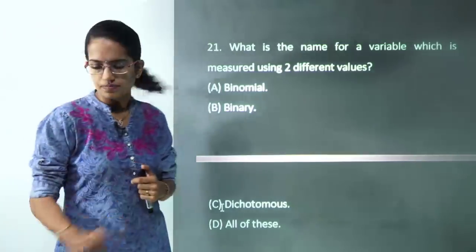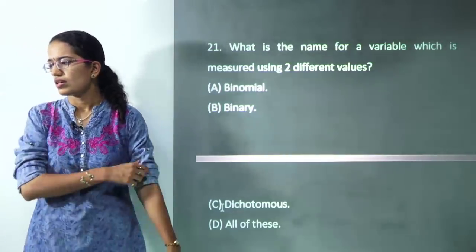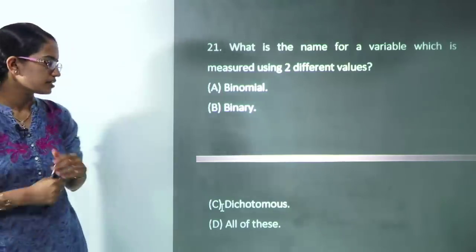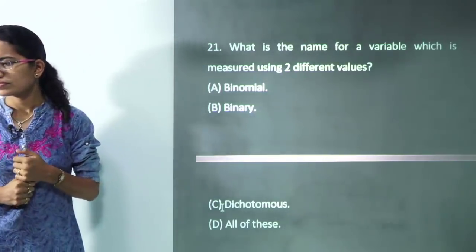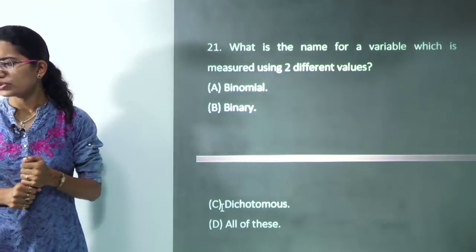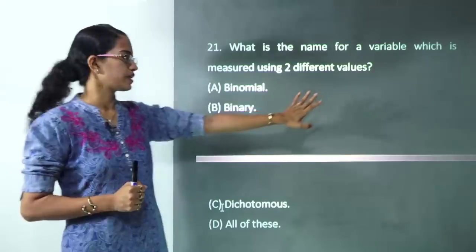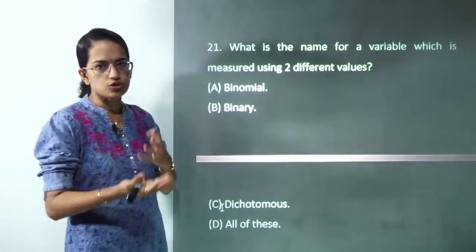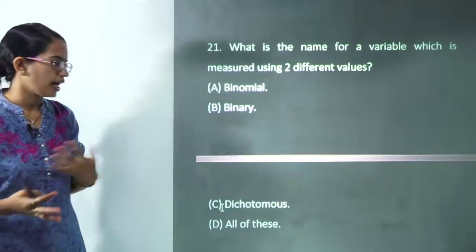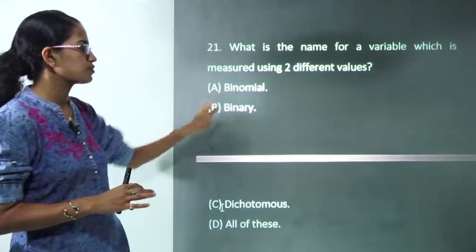Question number 21, looking for the correct answers. B, binary, great. Okay, Sonali and Pooja. So basically we are talking about using two different values. When I say two different values, it's binary, 0 or 1, as we understand. If it was two different categories, male, female, young, old, I could say it is dichotomous, and binomial is a kind of distribution. So here the correct answer would be binary.